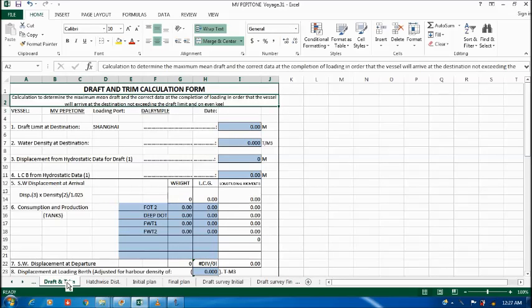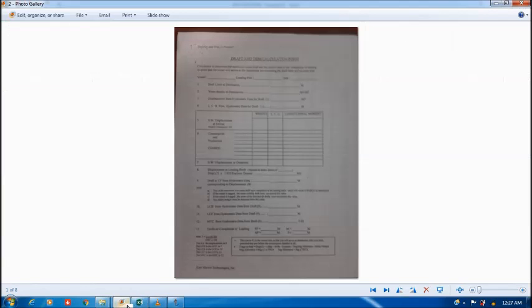Welcome to our trim and stability calculation. This is a three-part series video. In part 1, we're going to show you how to compute draft and trim calculation, as well as the hatchwise distribution. The second part is our initial and final trim calculation, and the last part is the loading sequence. I'm going to show you here.